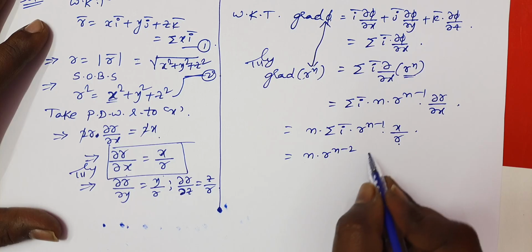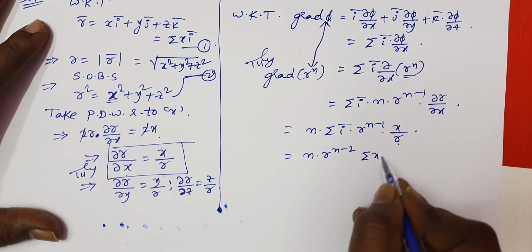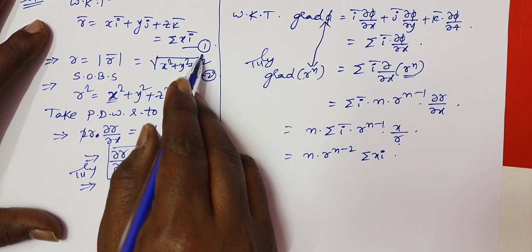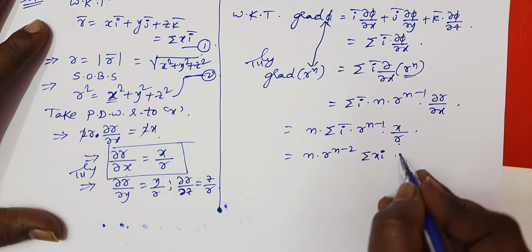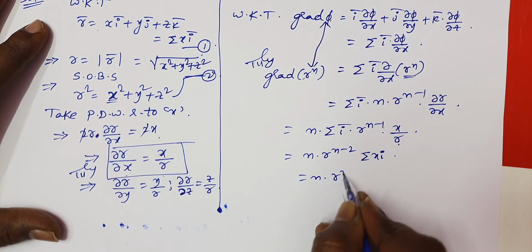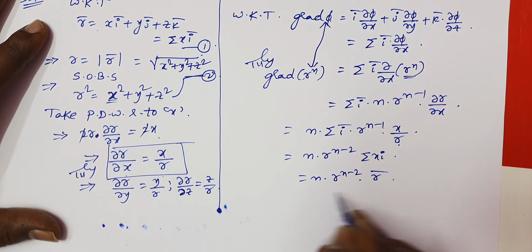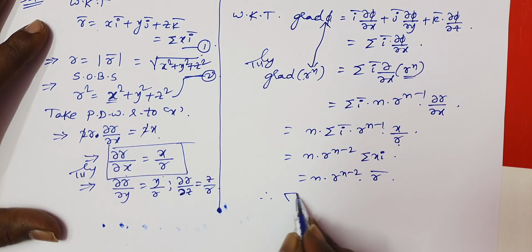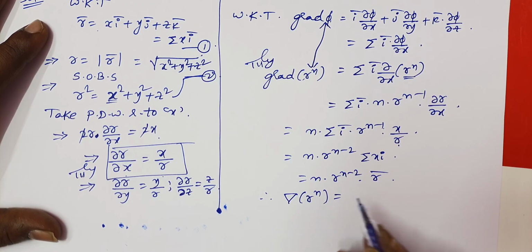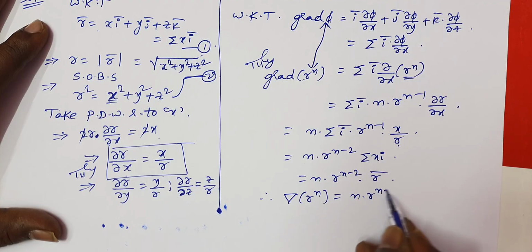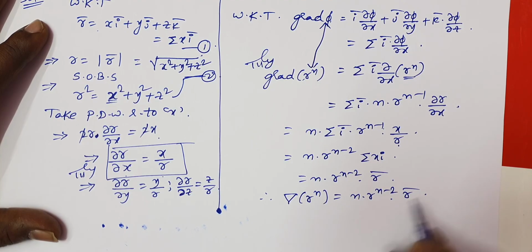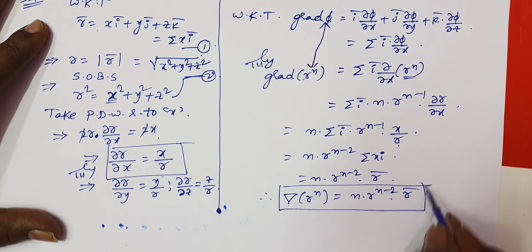Remaining are all constants: sigma x i bar. What is sigma x i bar? The summation of x i bar is nothing but r bar. So n into r power n minus 2 into r bar. Finally, you get that del of r power n is equal to n into r power n minus 2 into r bar. In this way we can prove the result.